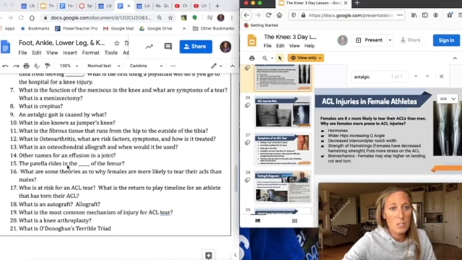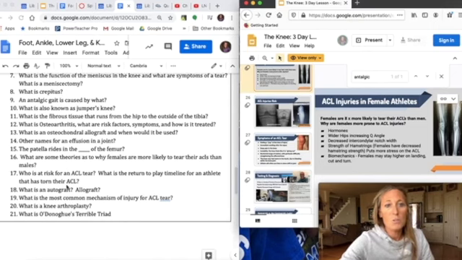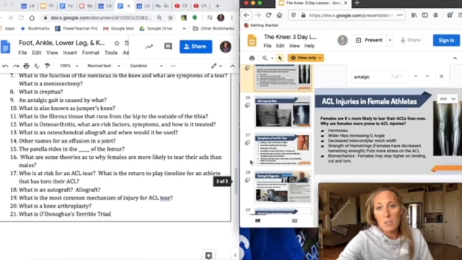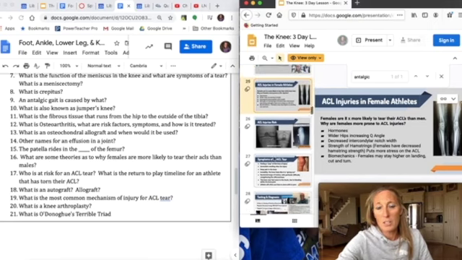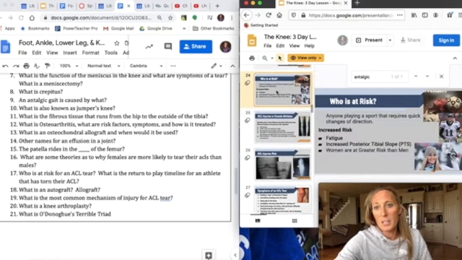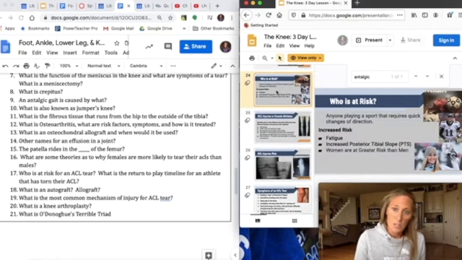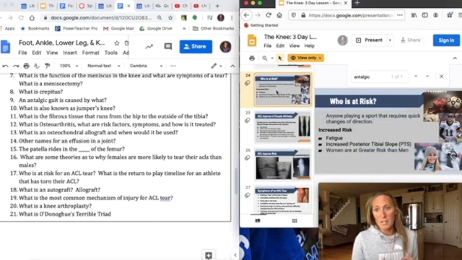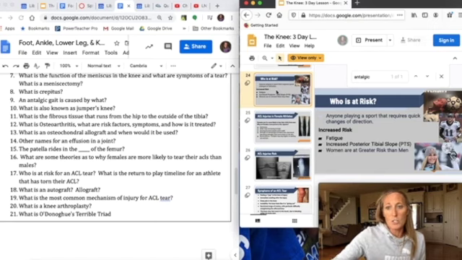Next question, 17, who is at risk for ACL tears? Well, you guys know this. Anyone that plays a sport where you are pivoting, you are cutting, you are decelerating, you're accelerating. All those things are what lead into ACL tears. So really everybody's at risk, male or female. The risk is just greater for females.